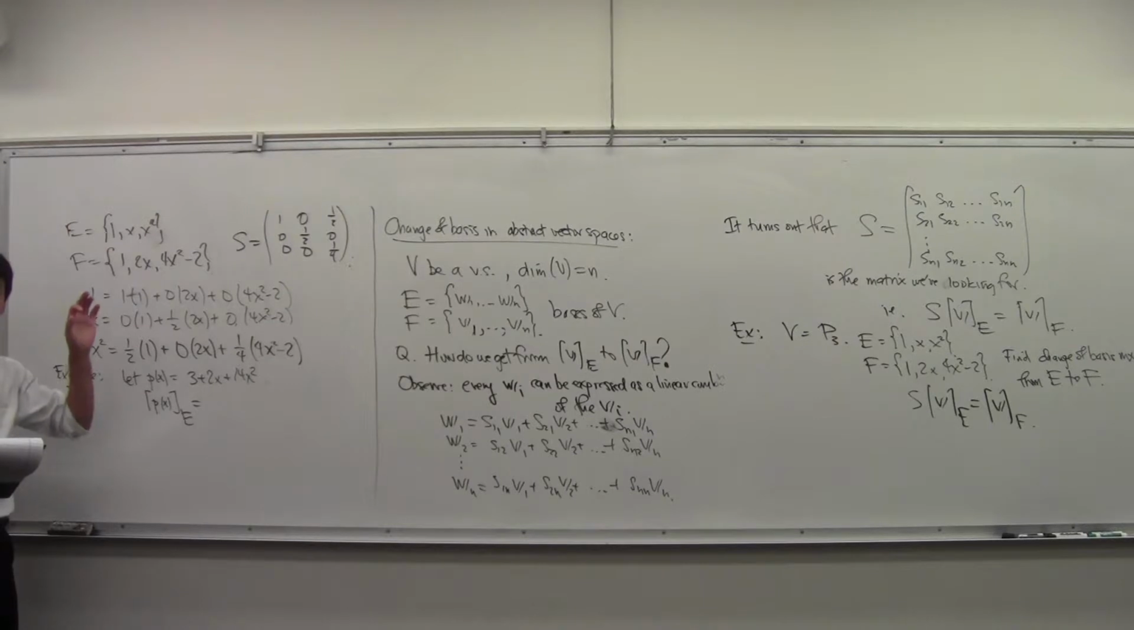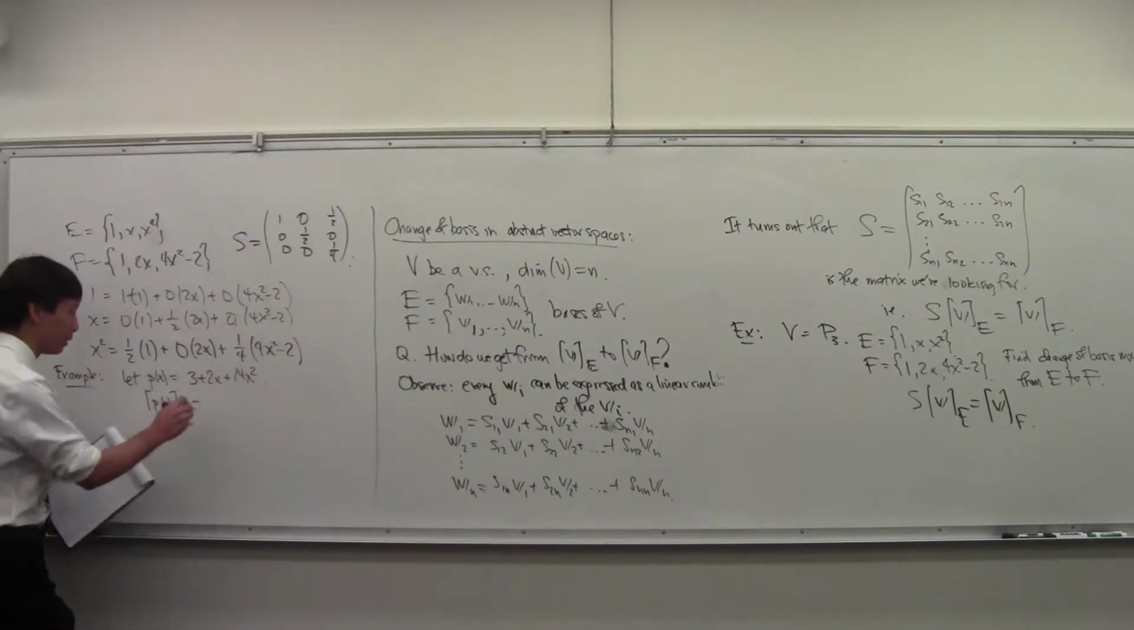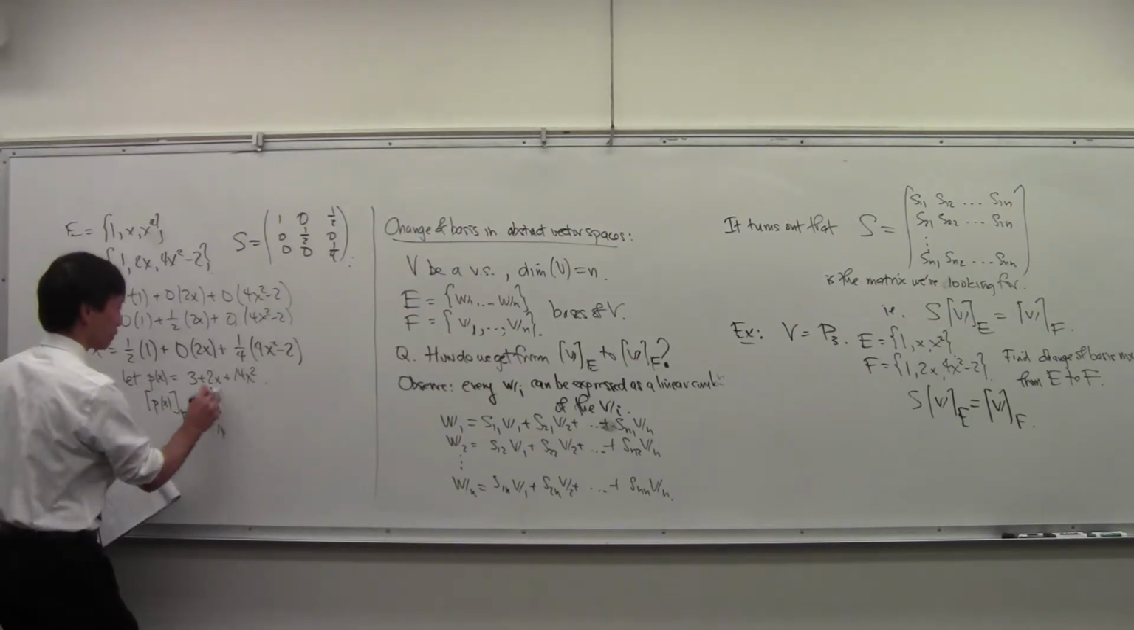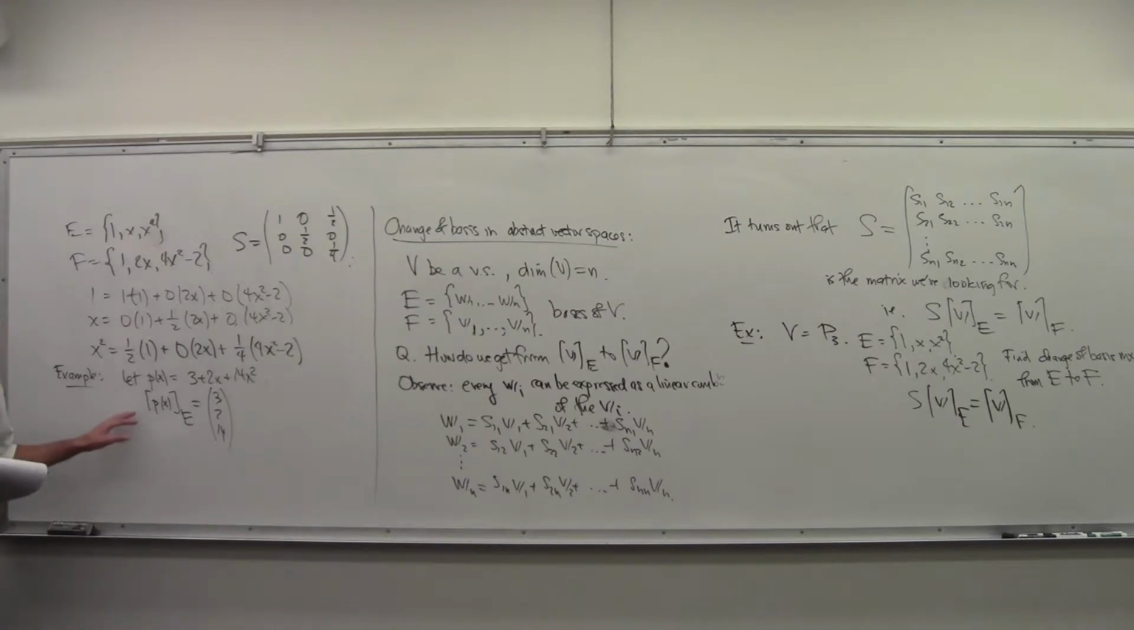A yoke, how about you? 3, 2, and 14. Right, just 3, 2, 14. So this is going to be 3, 2, 14. Okay.